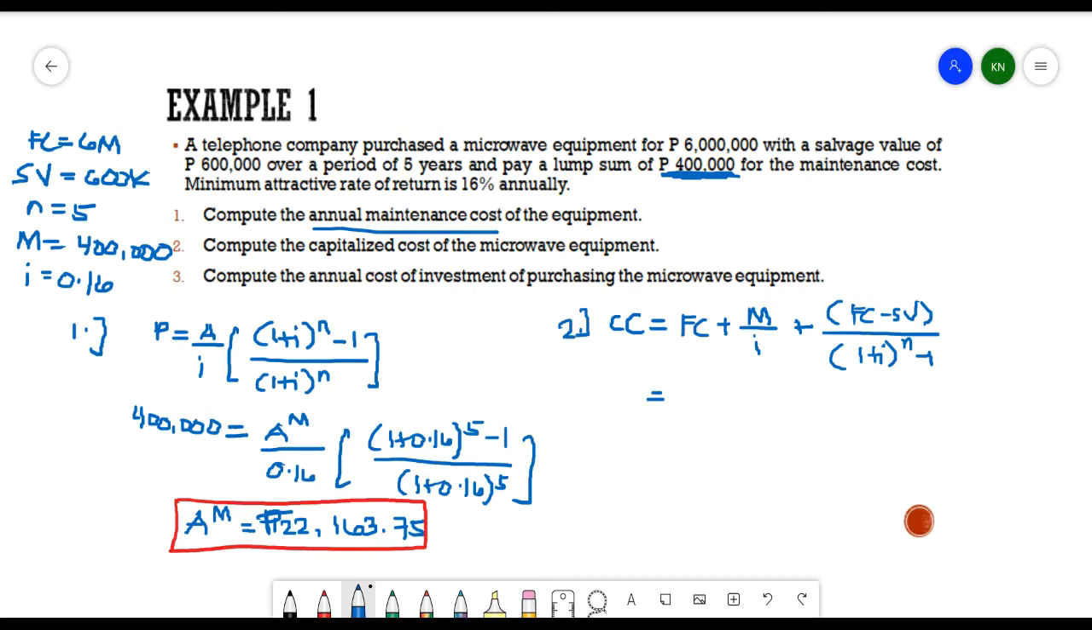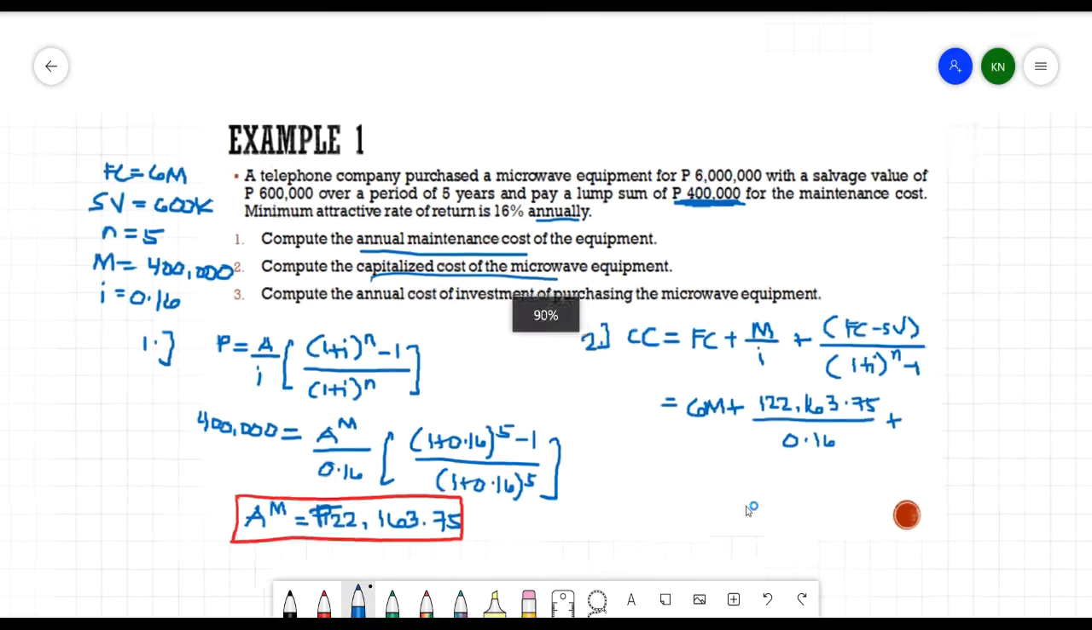So we are looking for the capitalized cost of the microwave equipment. Again, the basis of this one is annually. So we have FC equal to 6 million, plus our annual maintenance cost, which is 122,163.75, all over our I, which is 0.16, and plus our FC minus SV.